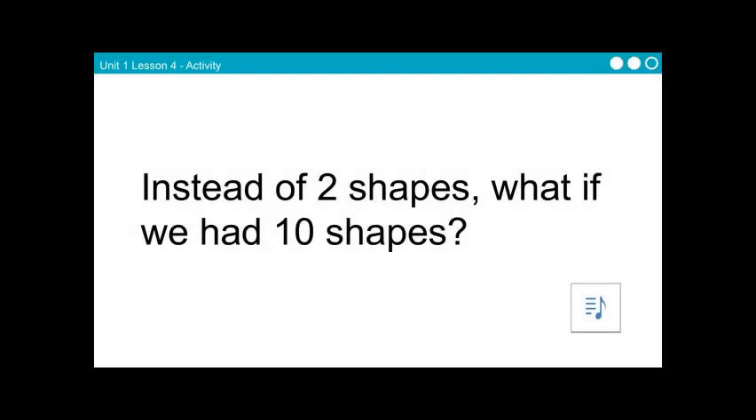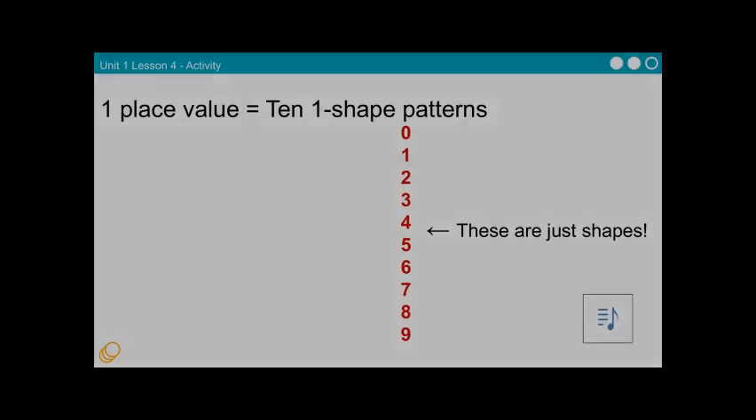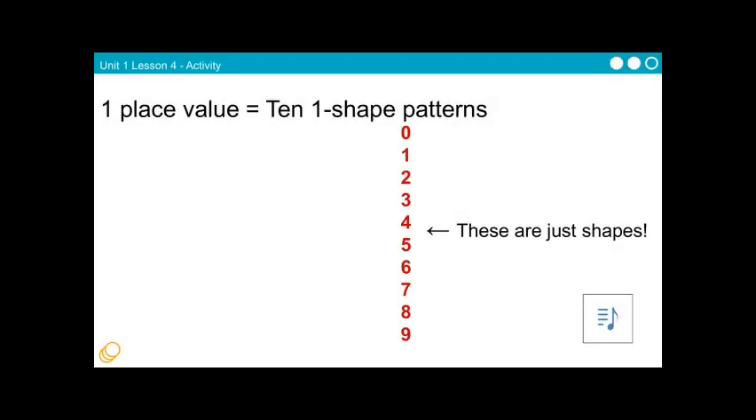Let's make it even more complicated. Instead of two shapes, what if we had 10 shapes? As you have noticed, I started using numbers 0 through 9 instead of shapes. We could have used geometric shapes or we could have used letters, but the resulting number of patterns would end up being the same. Since we as a society have collectively decided to use numbers 0 through 9 as a number system, we're more used to recognizing patterns that involve these familiar shapes.